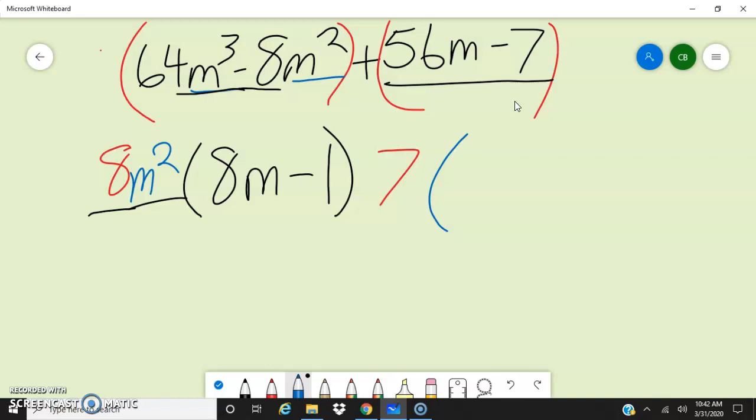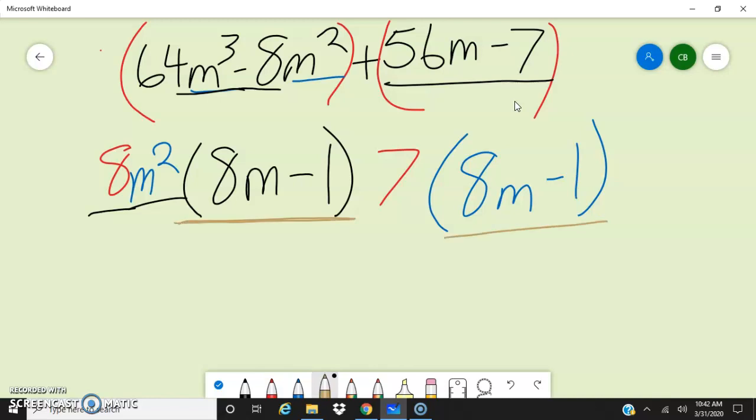So now I can just go ahead and divide. So 56 divided by 7 is 8, and then bring down the m. And then negative 7 divided by 7 is negative 1. Okay, so whenever we get to this point, you should notice that your new sets of parentheses are the same. So both of them say 8m minus 1. So that is actually going to become your new factor, right? So 8m minus 1 in parentheses.